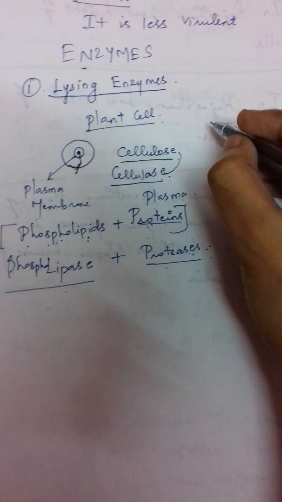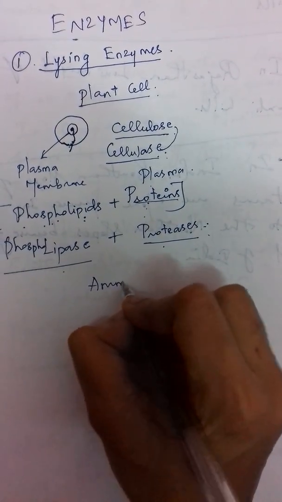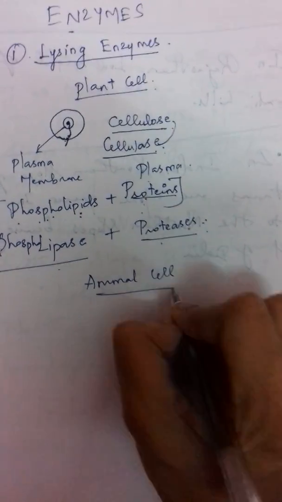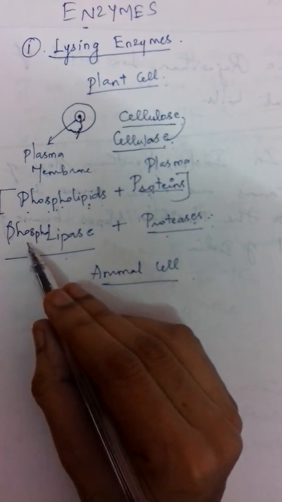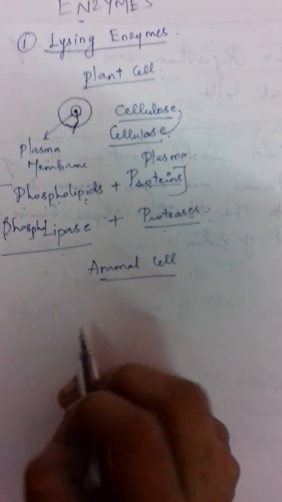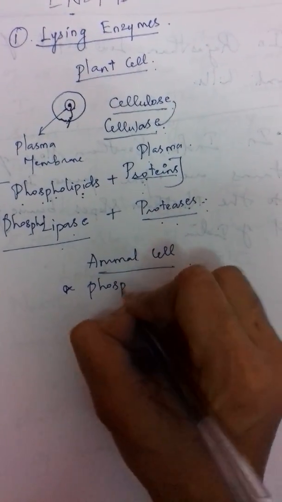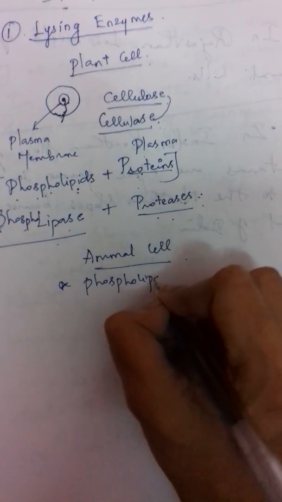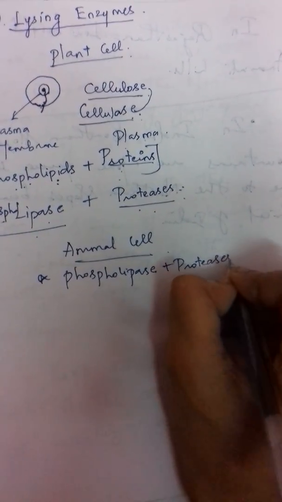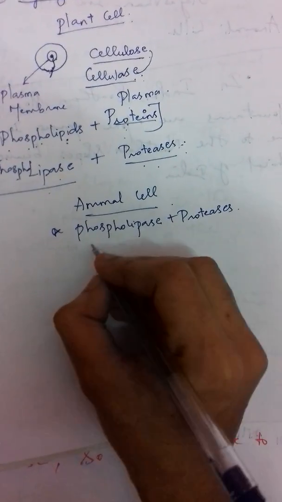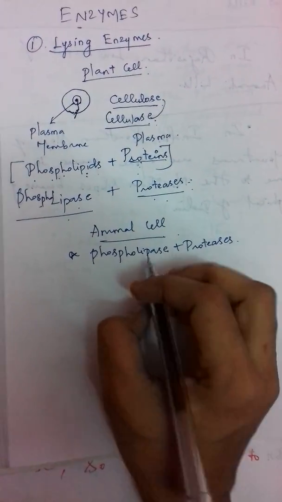And then under lysing enzymes, the animal cell. The animal cell doesn't have a cell wall, only a plasma membrane. So we should use phospholipase plus proteases. These two enzymes we have to use.